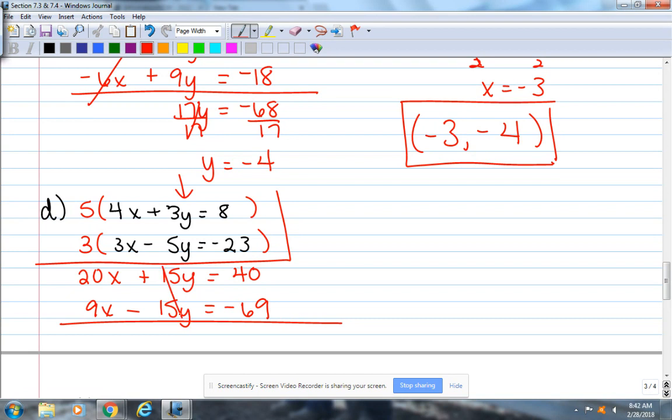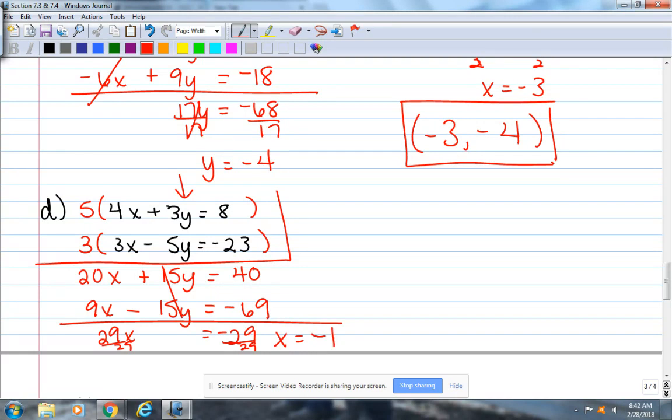What's 20x plus 9x? 29x equals what is 40 minus 69? Negative 29. Divide by 29, and x equals negative 1.